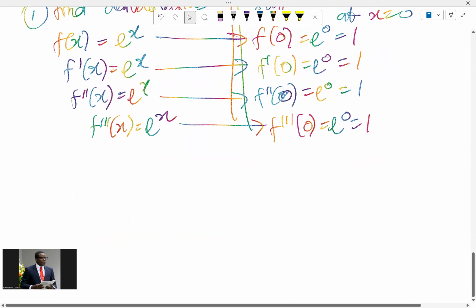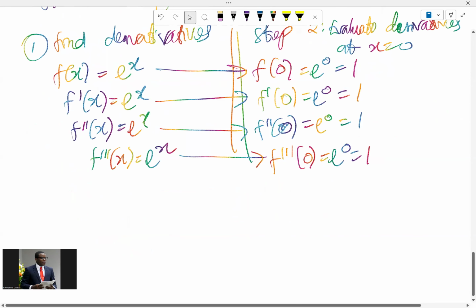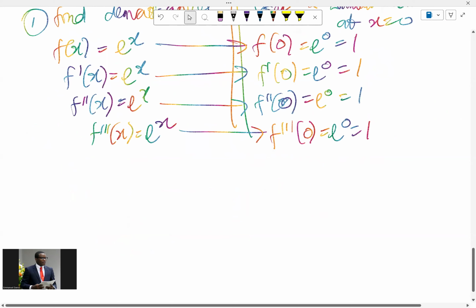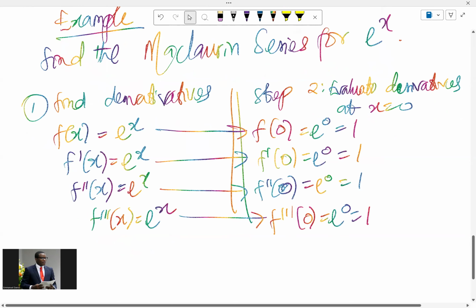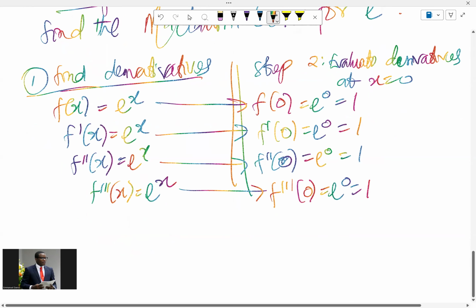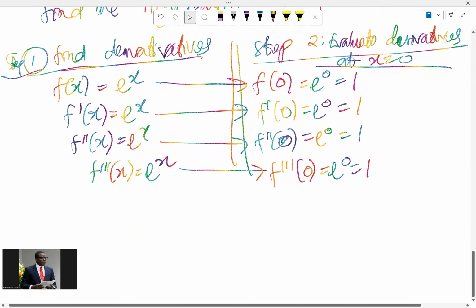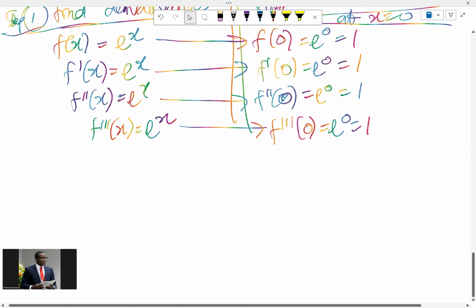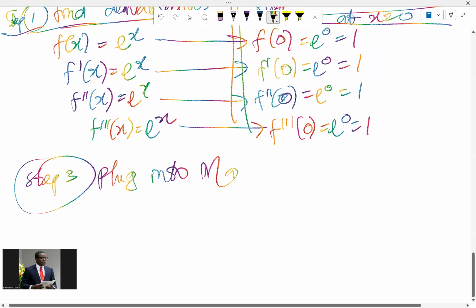So with that, we have all that. We can restate the expression. This is step 1, and we have done step 2. So step 3: plug into the Maclaurin series formula.